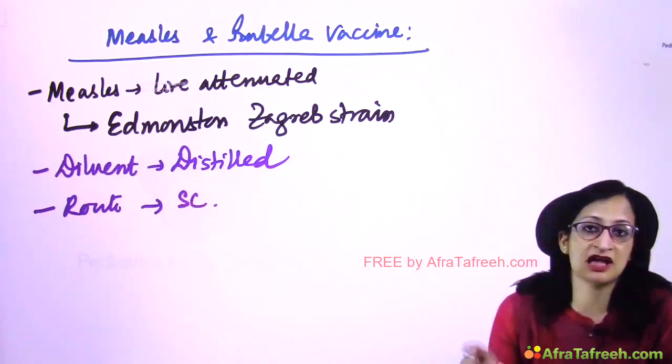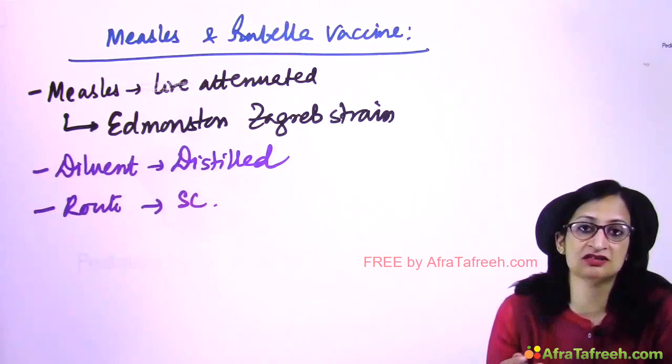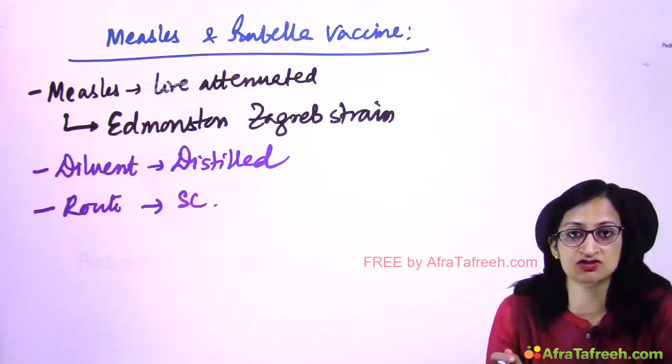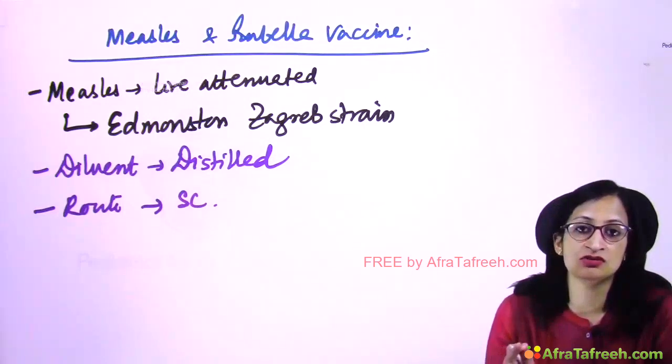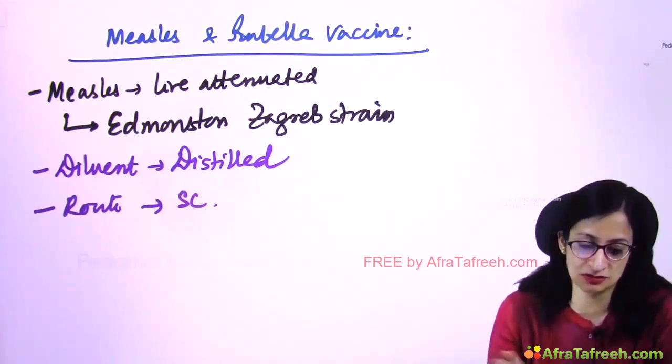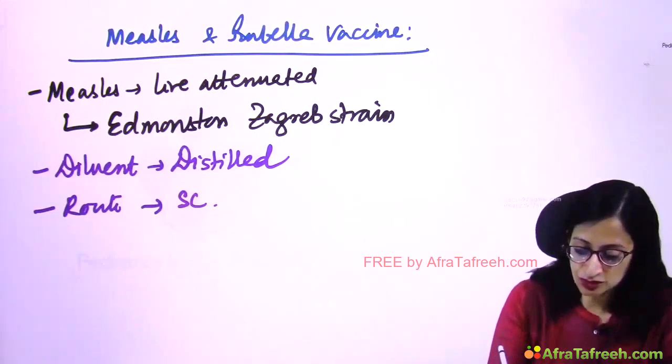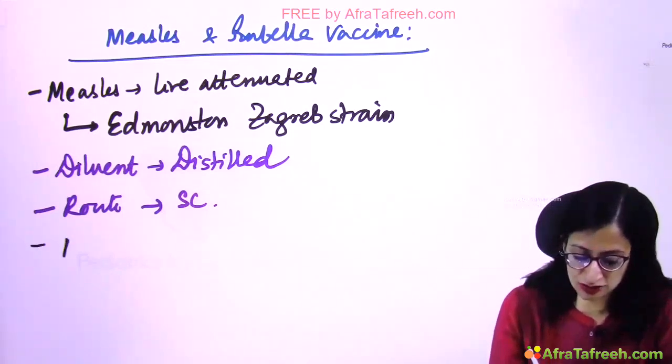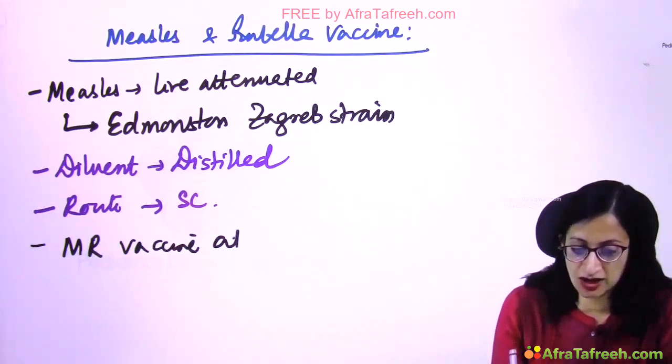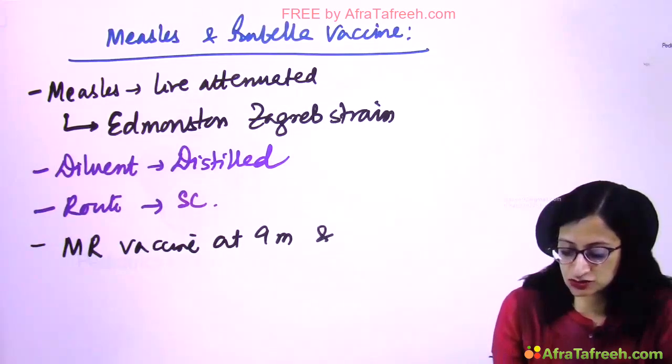So previously at 9 months measles vaccine and 16 to 24 months MMR vaccine was recommended. But now what is recommended is the use of measles and rubella vaccine both at 9 months and 16 to 24 months. Okay. So as per the latest national immunization schedule, MR vaccine at 9 months and 16 to 24 months.